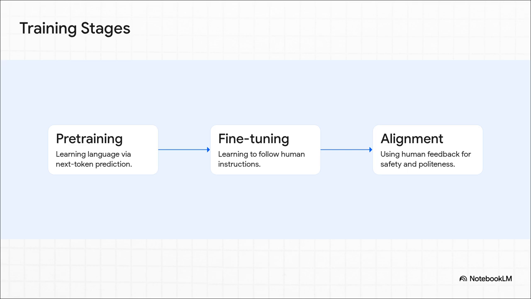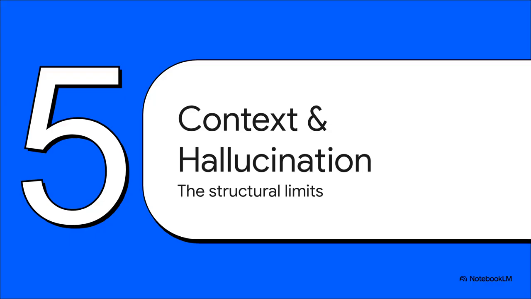Finally, there's alignment, often using something called reinforcement learning from human feedback, or RLHF. Basically, human reviewers grade the AI's answers, shaping it into that polite, cautious, and on-task assistant you chat with every day. Now, let's talk about where things go wrong.